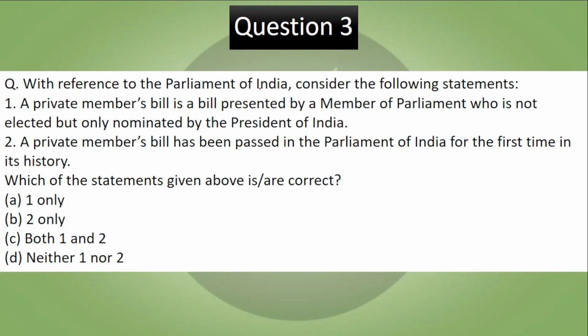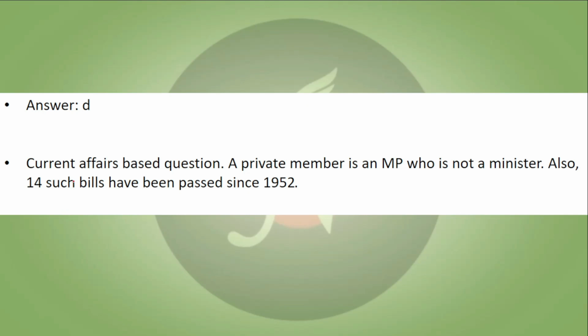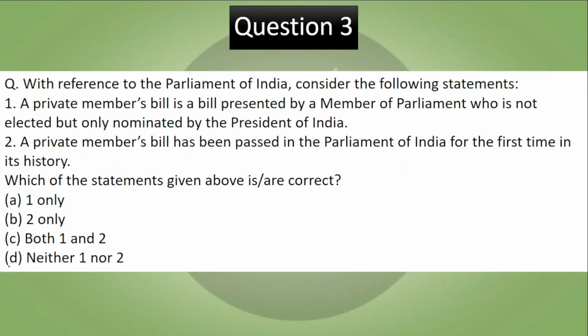Third, with reference to the Parliament of India, consider the following statements. A private member's bill is a bill presented by a member of the Parliament who is not elected but only nominated by the President of India. A private member's bill has been passed in the Parliament for the first time in its history. Which of the statements given is are correct? Pause the video, try to attempt it. Now let's see the answer. Your correct answer to this should be D.